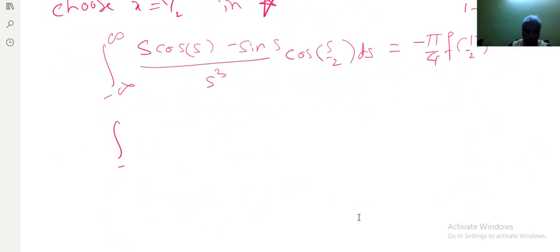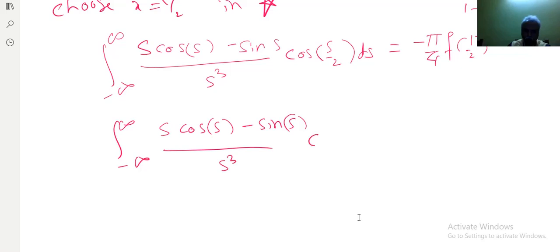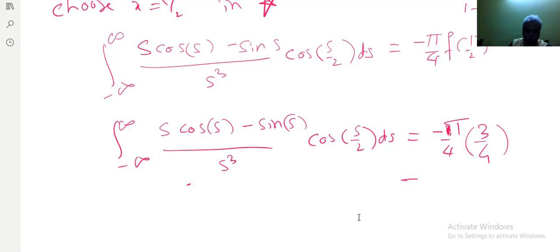So when I do that, the integral of s cos s minus sin s divided by s cube into cos s by 2 ds is minus pi by 4 into 3 by 4, which we just found. The final answer becomes minus 3 pi by 16. Here also I change s to x and write the final answer.